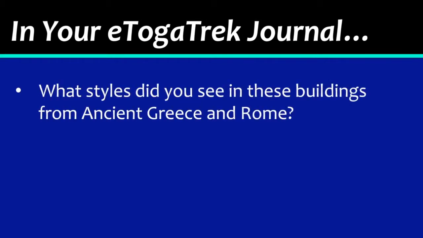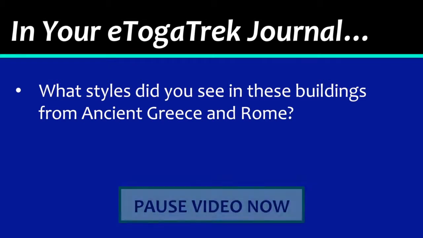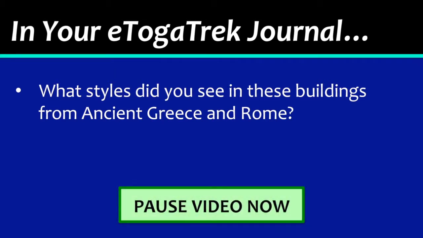Now that you've seen 4 different buildings from ancient Greece and ancient Rome, think about what all these buildings have in common. Using your eTogaTrek journal, write down a few things you've noticed about buildings and architecture in ancient Greece and Rome. Pause the video now to write down your ideas.